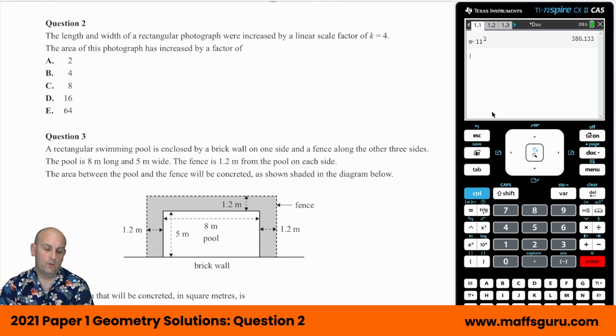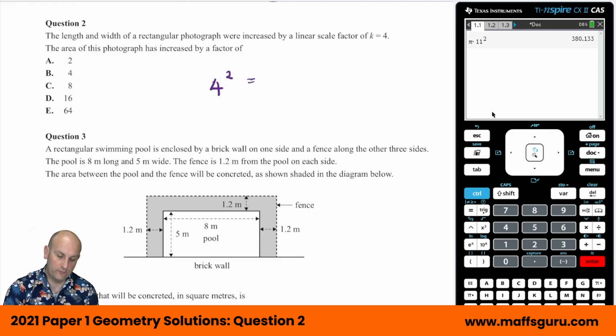All right. Question 2. The length and width of a rectangular photograph will increase by a linear scale factor of K equals 4. The area of this photograph has increased by. When you make your lengths bigger, you work out your scale factor. A linear scale factor of K equals 4 means that I am now going to do 4 squared, because you take that linear scale factor and you square it, and that will give you by how much your area has increased. So 4 squared is 16. D is the correct answer.